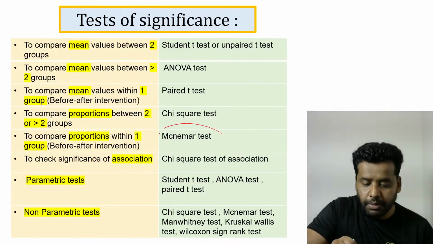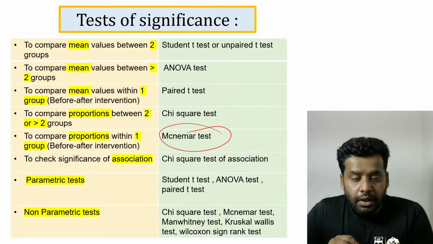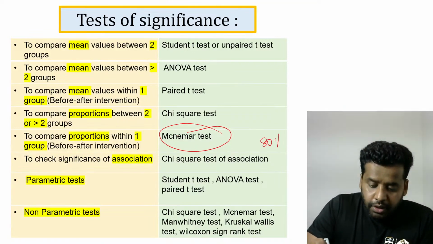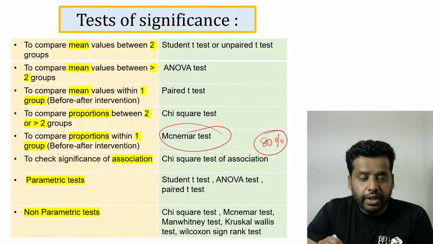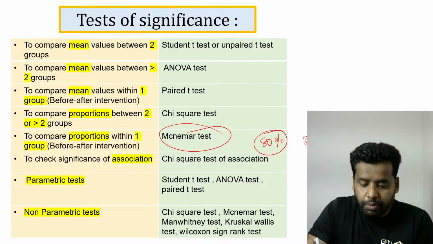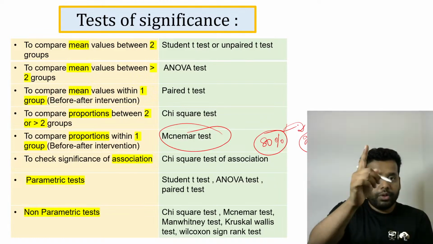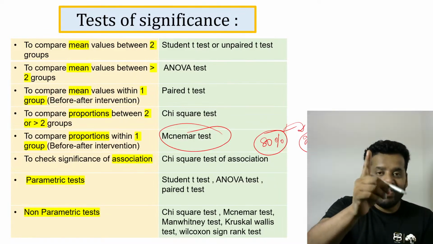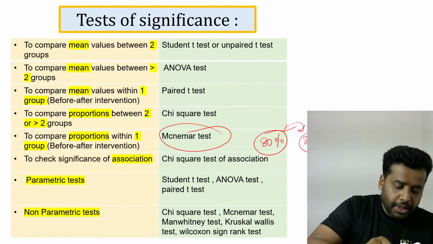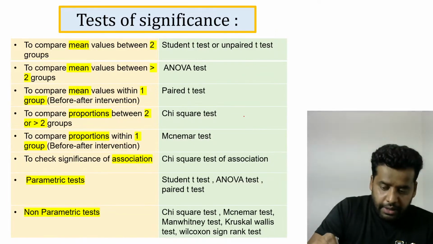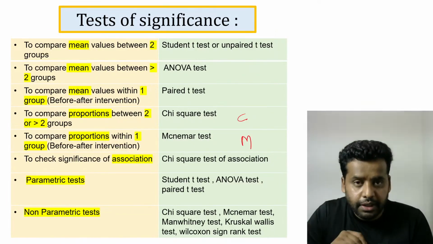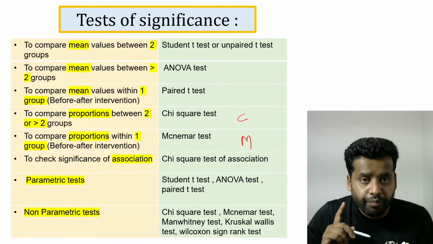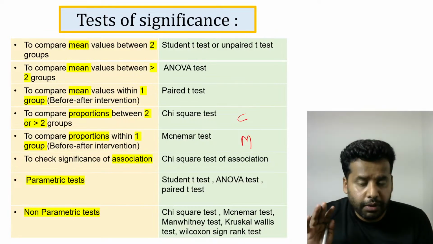See the words: McNemar test. 80% are obese in the group. After lifestyle modification, 20% are obese. It means you are taking the same group, before and after intervention, comparing proportions. What test? McNemar test. Tell me two tests for proportions: chi-square test, McNemar test. The mnemonic is Chief Minister. Remember this. Good.